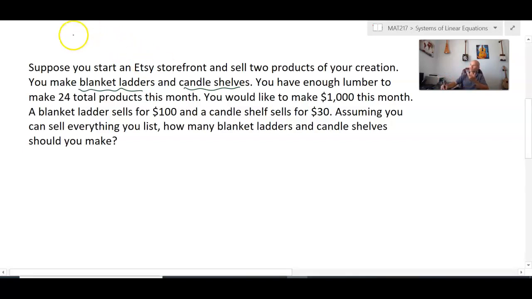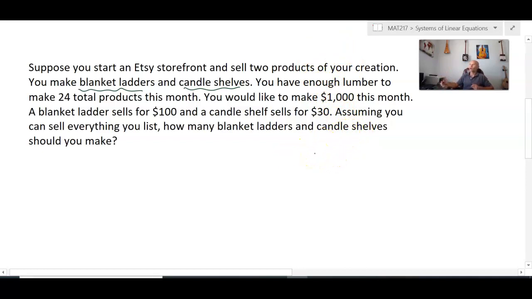Okay, well, we're making some assumptions here, right? We're assuming that you make 24 products, you're going to sell all 24 of them. People love your stuff. You just can't keep things on the shelf. You'd like to make $1,000. You kind of want to know how many of each of these you should make to get as close to that as possible. Now, sure, you could make all blanket ladders, but maybe you know that if you sell too many blanket ladders, maybe those won't all sell. You want to have kind of a nice variation. You're just shooting for that 1,000 benchmark. So we're going to assume that you want this amount exactly. So how many should you sell?